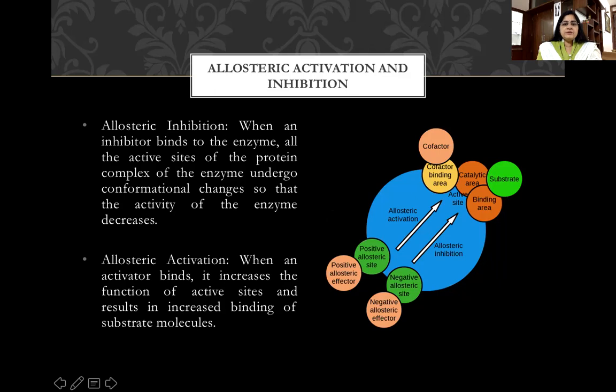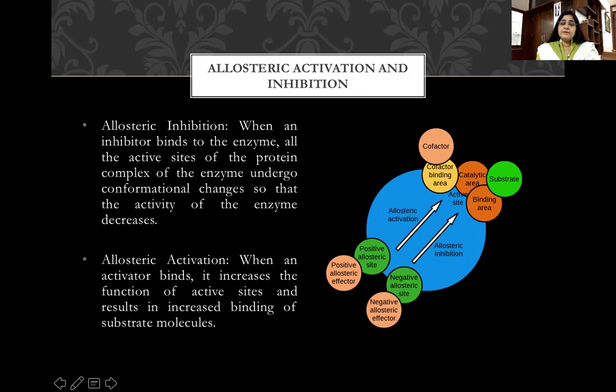Now coming to allosteric activation and inhibition. This is how the enzyme structure is. Okay, so you have two different sites in the enzyme. One is for allosteric activation and one is for allosteric inhibition. Okay, so in allosteric inhibition, when an inhibitor binds to the enzyme, all the active sites of the protein complex of the enzyme undergo a conformational change so that the activity of the enzyme decreases.